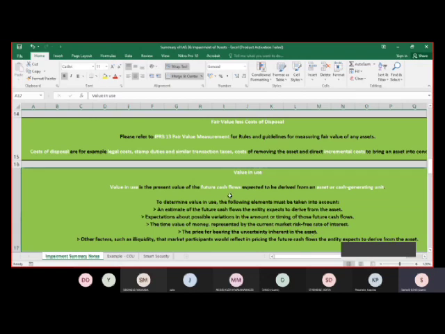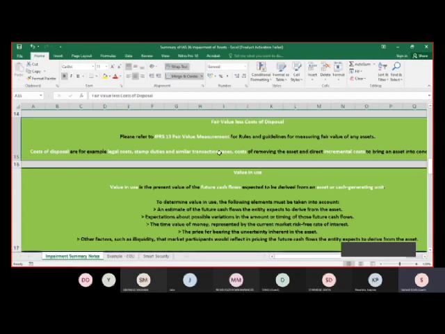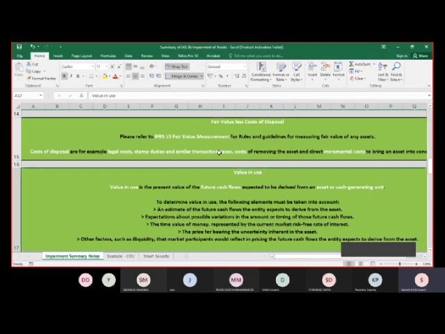I'm not quite sure if in the exam you might get a situation where you might need to calculate the value in use. But if it happens that you need to calculate the value in use, just be able to identify the cash inflows and outflows, and also the other variables such as the discount rate that you might need to use.